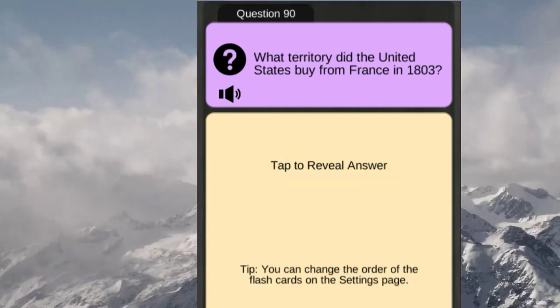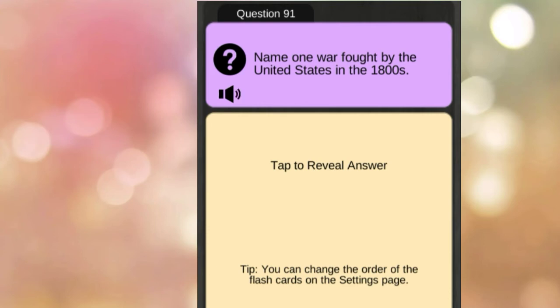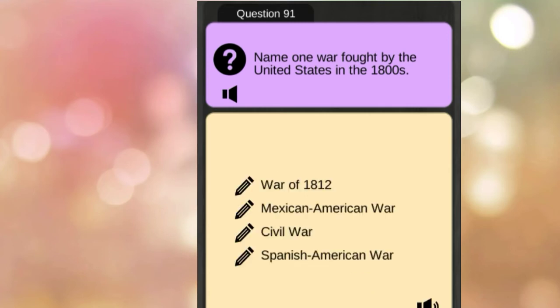What territory did the United States buy from France in 1803? Louisiana Territory. Louisiana. Name one war fought by the United States in the 1800s. War of 1812. Mexican-American War. Civil War. Spanish-American War.